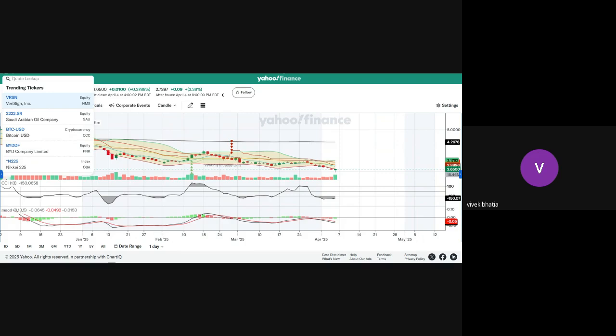But the market is now at its monthly support levels. Oh, sorry, quarterly support levels. Quarterly support levels are very, very strong support levels. So that is the way it's going to be.